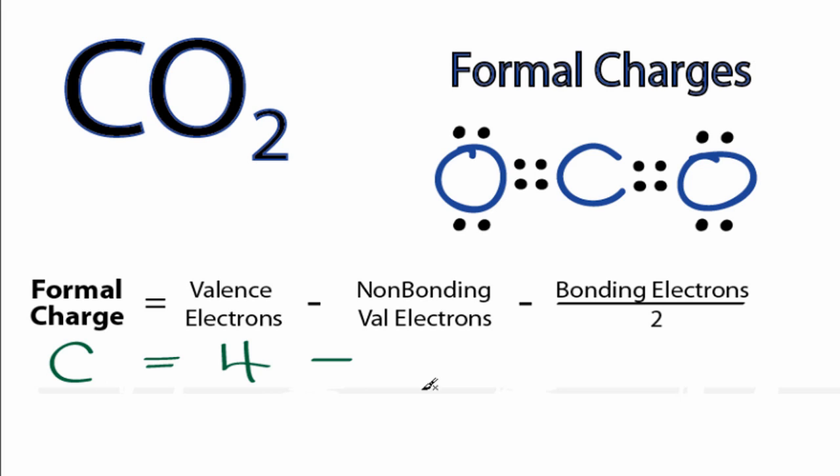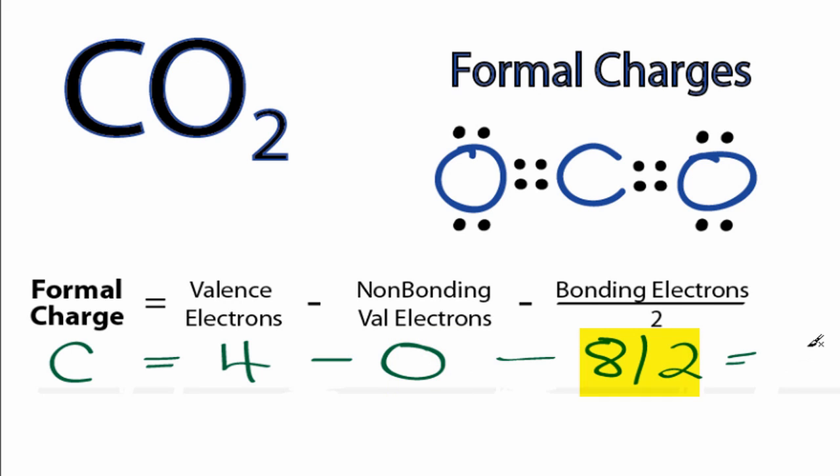We'll subtract the non-bonding valence electrons, and for the carbon, all of those valence electrons are involved in bonds, so there are no non-bonding. And then we'll subtract the bonding valence electrons. There are 8 valence electrons that are involved in bonds with carbon. We'll divide that by 2. So 4 minus 0 minus 4 is 0. So the formal charge on carbon is 0. And we put that above it in parentheses.